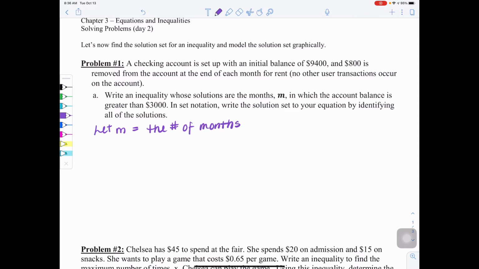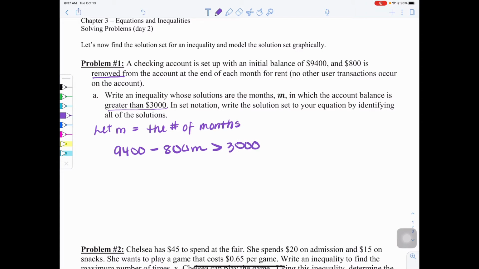Our initial balance was $9,400. Then we are removing money from the account at the end of each month, so $800 for every month. So we're going to subtract 800M. And then the account balance we want to be greater than $3,000. That's coming from our problem right there. So we're going to use the is greater than symbol with 3,000.